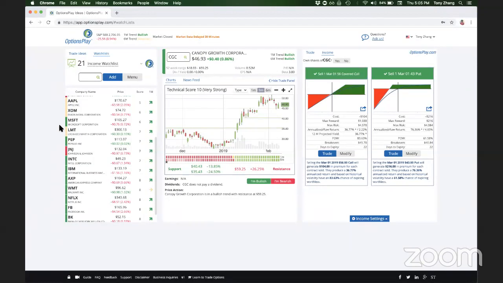The assignment will happen at the end of the trading day. So on expiration, it will happen after the trading day. If it happens early, it can happen at any time. But yes, it usually happens at the end of the trading day.